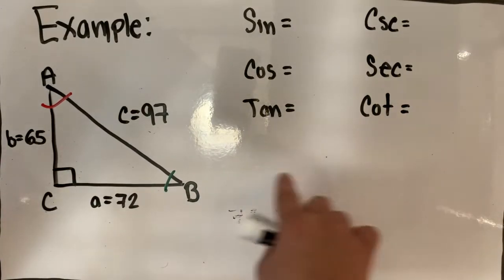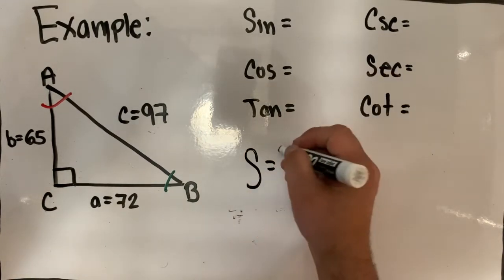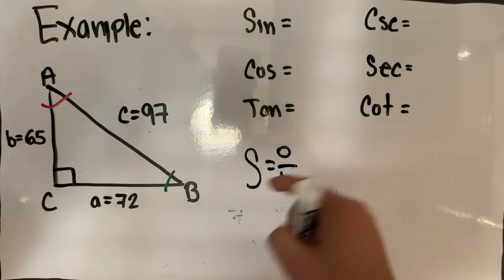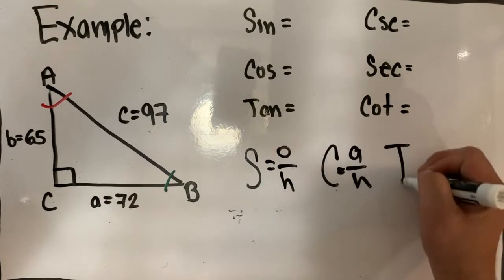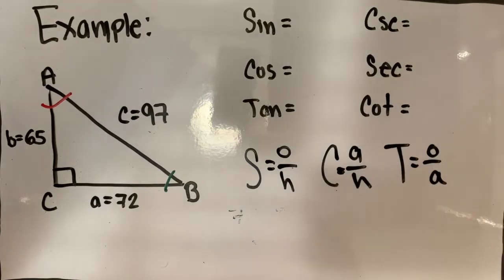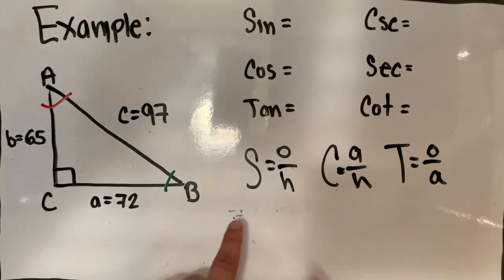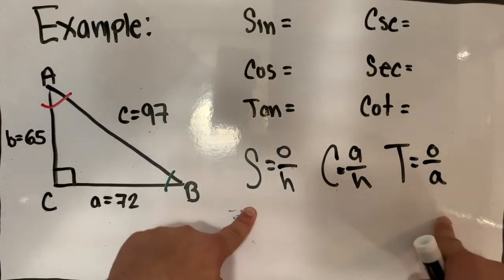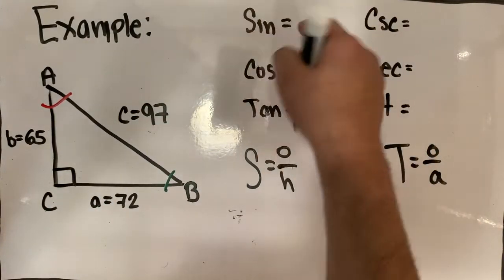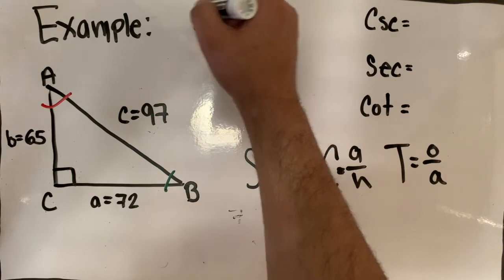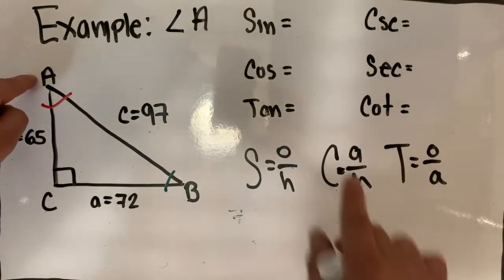I'm going to write SOHCAHTOA right here so that you can see what I'm doing. Opposite over hypotenuse, so SOHCAHTOA. Okay? Remember the word SOHCAHTOA. I just put it this way to make it easier to remember. Okay, so let's start with the sine of A. All these functions are going to be according to the angle A.